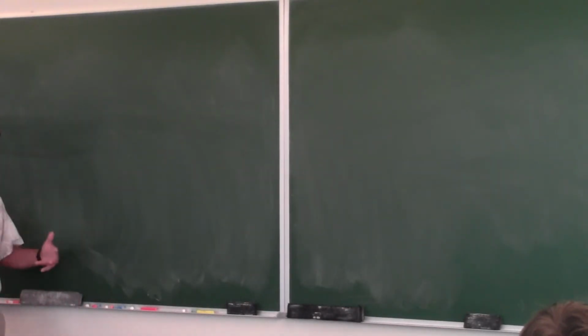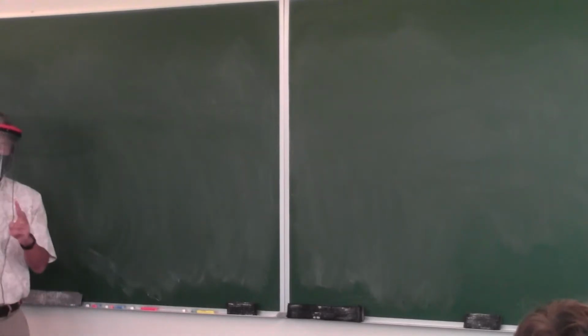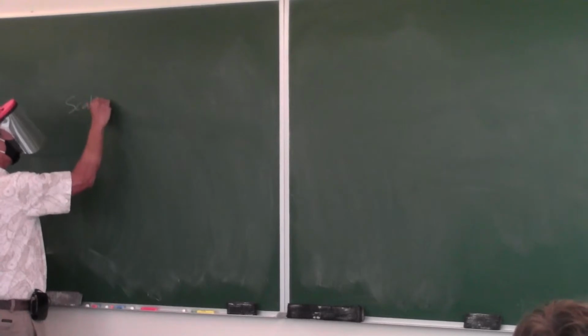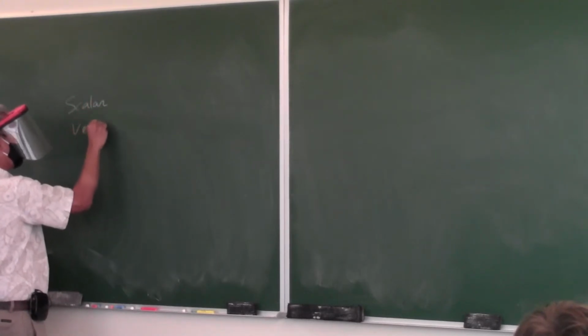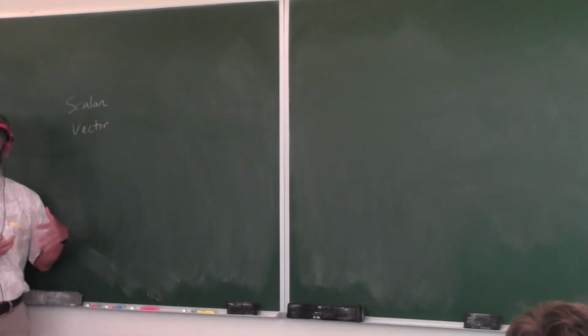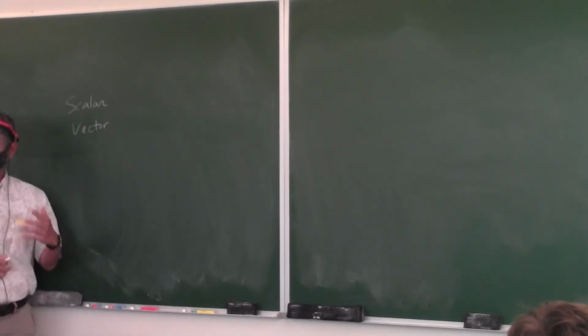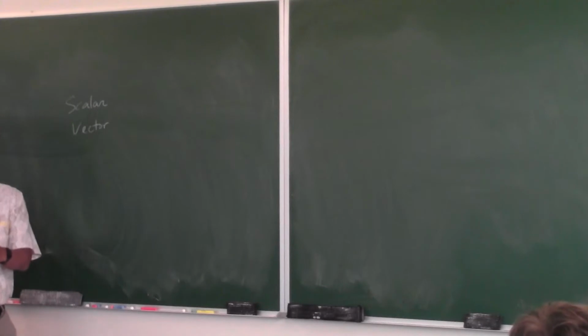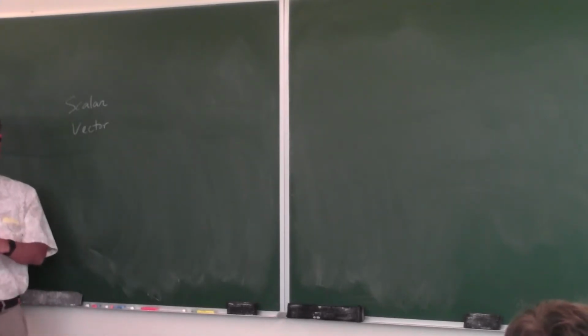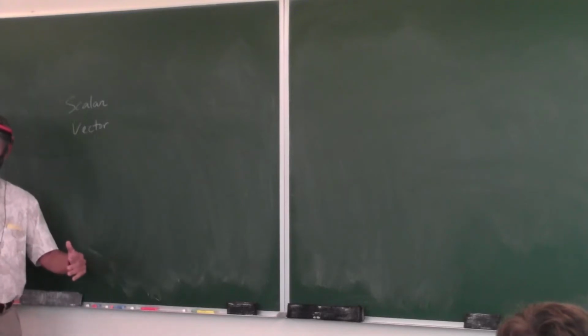So what is a vector? Well, in mathematics and science, there's two kinds of quantities. There's a scalar quantity and a vector quantity. You guys can just follow on the notes. And of course, you guys in physics know the difference, right? A scalar only has magnitude, whereas a vector has magnitude and direction.